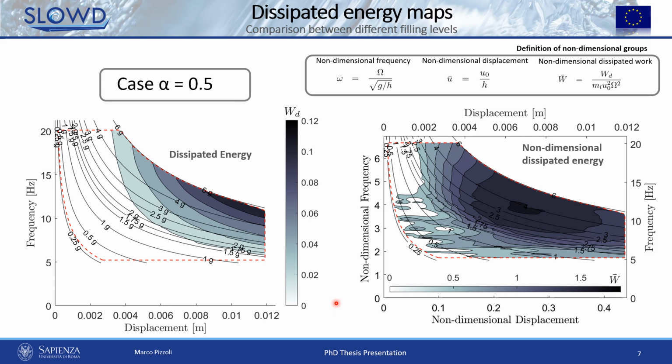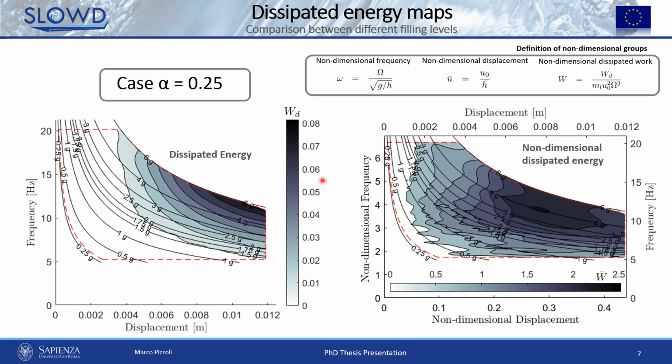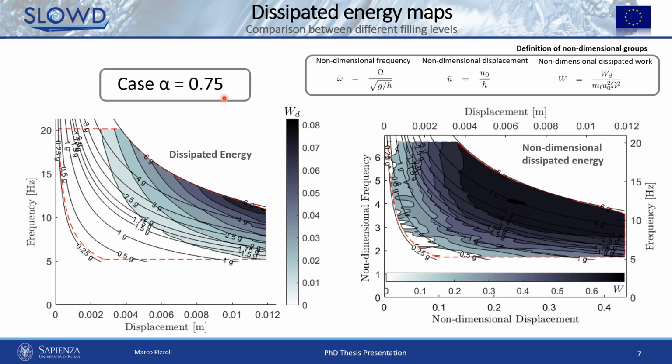And the experiment was also repeated at different filling levels, in addition to the 50% fill level, representing this case already shown. And in particular, we have here the distributions of the energy for the 25% filling level case, and lastly, the one with the 75%.